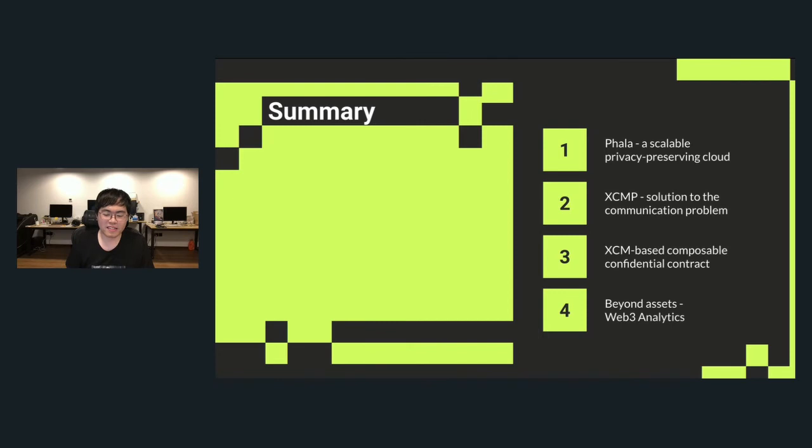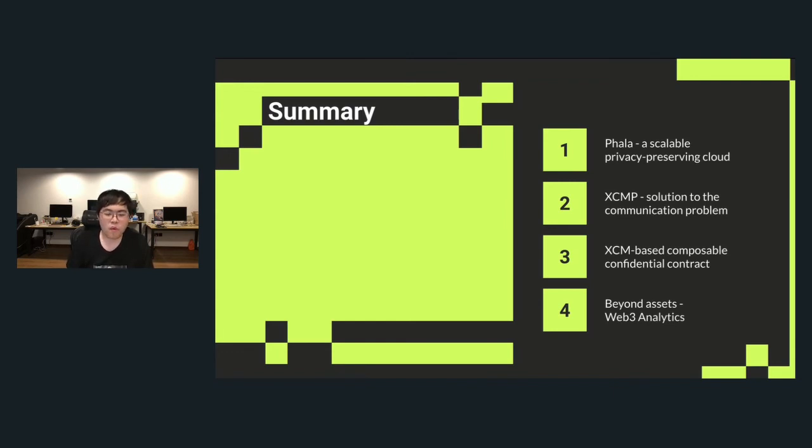All right. So in this talk, let's just summarize. In this talk, we have introduced the Phala Network, which is a scalable privacy-preserving cloud. And in order to achieve that, we organize tens of thousands of secure enclave workers together. But it creates a problem. Just like any asynchronous distributed system, we need a way to establish the secure communication channel. And that is how XCMP can help. With XCMP, we make the confidential smart contracts running in the secure enclave workers composable.